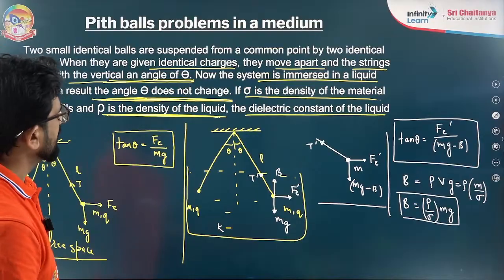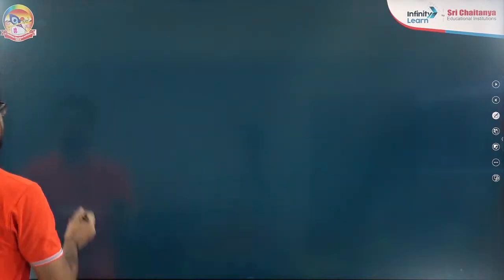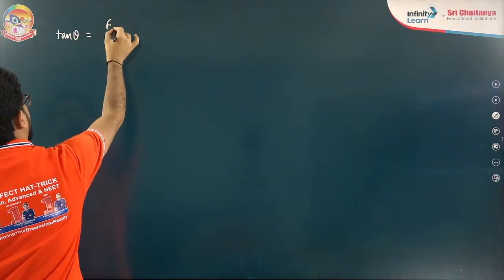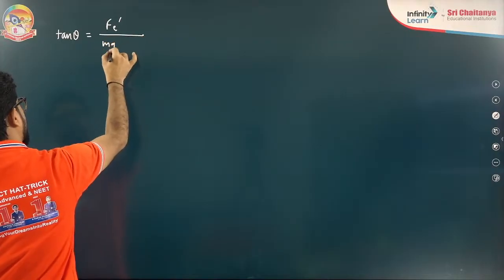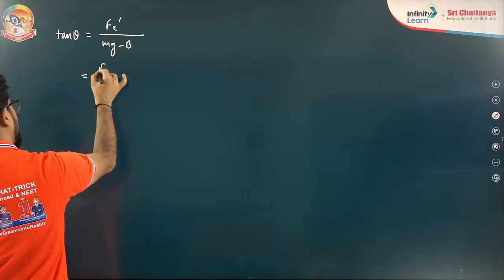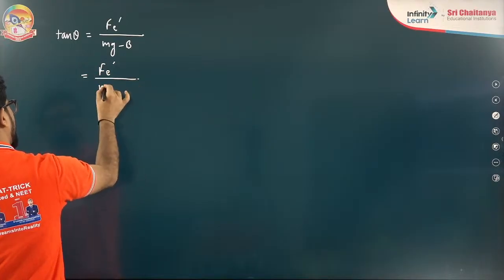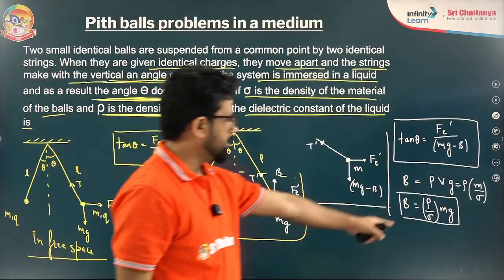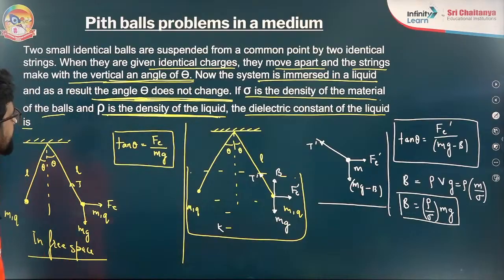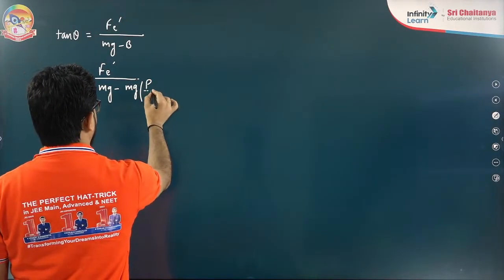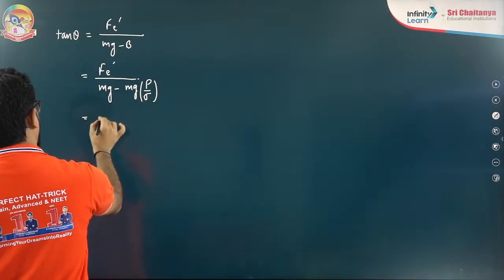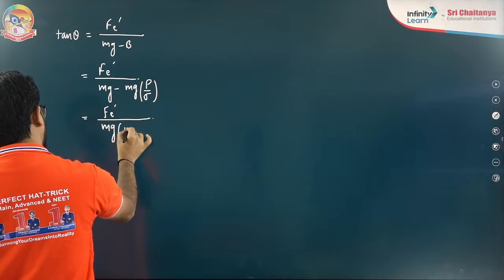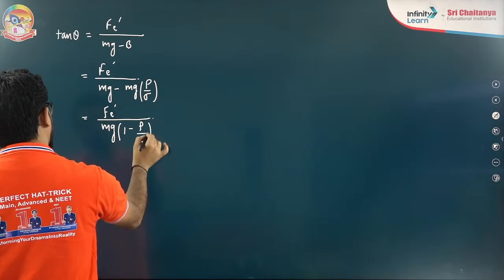That would be better. So we can say tan theta is equal to Fe prime divided by mg minus Bayon force, or Fe prime divided by mg minus mg into rho by sigma. That's the very basic thing. Or you can say Fe prime divided by mg into 1 minus rho by sigma is equal to tan theta.